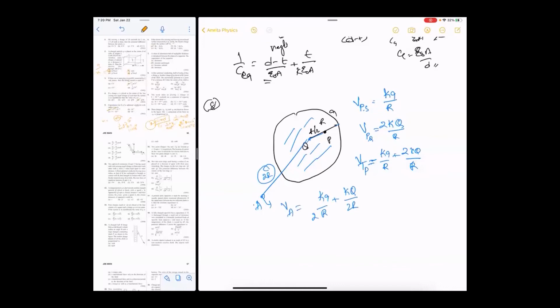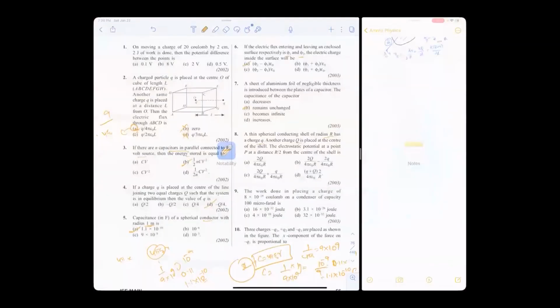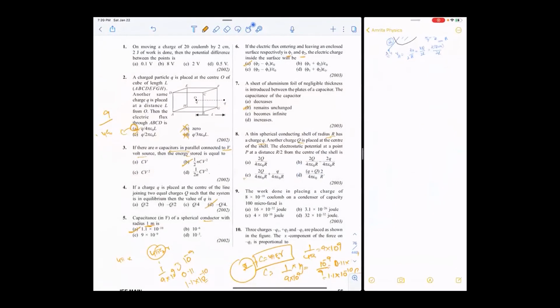So due to the thin shell as well as this, both behave like a point charge. It is K into (Q plus q) by 2R. This is for the outside charge. This is for an inside charge. So let us see if that option is there. 2Q, yeah, this one, option C. There is no minus sign.